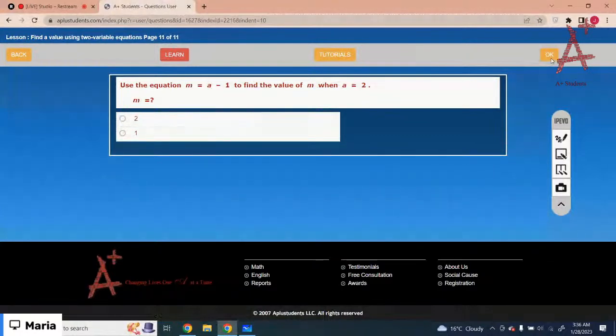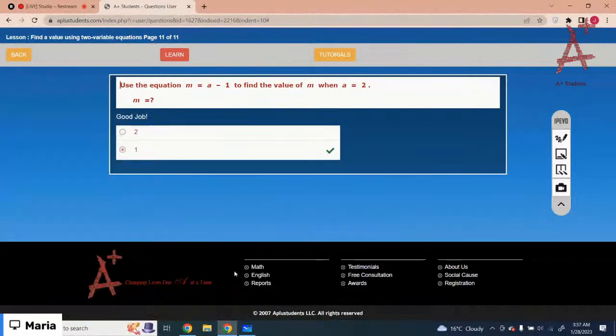Okay, use the equation m equals a minus 1 to find the value of m when a equals 2. So just replace the a with 2. So it will be 2 take away 1. 2 take away 1 is, yes, it is 1. Got it. Okay, we're done with the test.